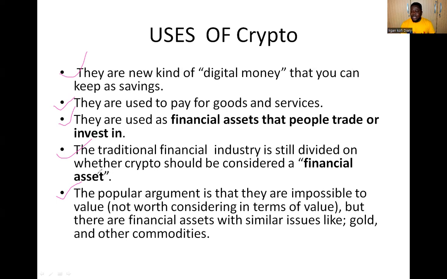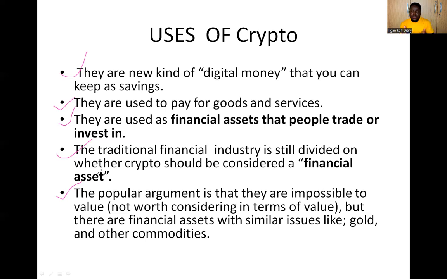The reason Russia is becoming powerful financially is because of gold. The reason China is trying to become, or is becoming, powerful financially is because of gold. They are buying more gold. So it is impossible to value, just as Bitcoin.